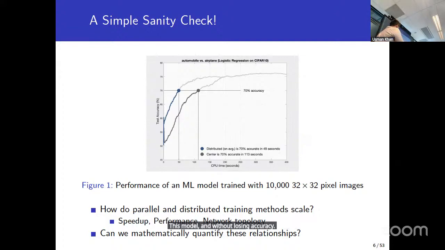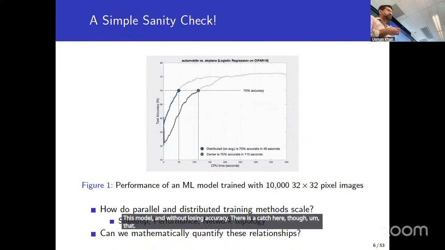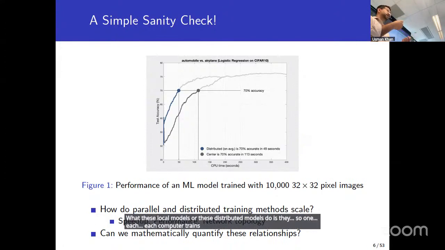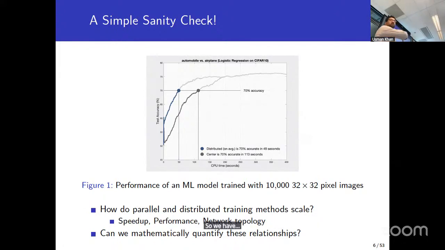There is a catch here, though. What these distributed models do is that each computer trains and then communicates with nearby computers or nodes to exchange information, and that communication adds latency. I haven't included that latency in this picture. So if it takes 49 seconds to reach this accuracy, there is some communication delay on top. But communication, depending upon what modality you're using, is practically very fast, and in the context of data centers, it is very, very fast as well.